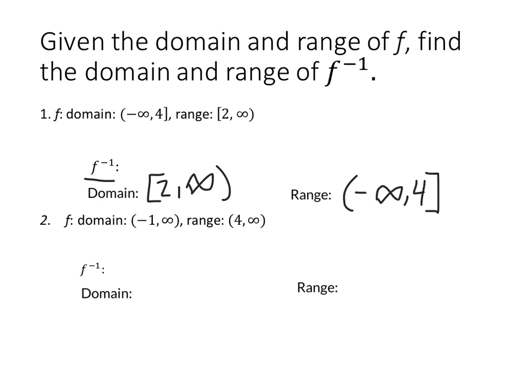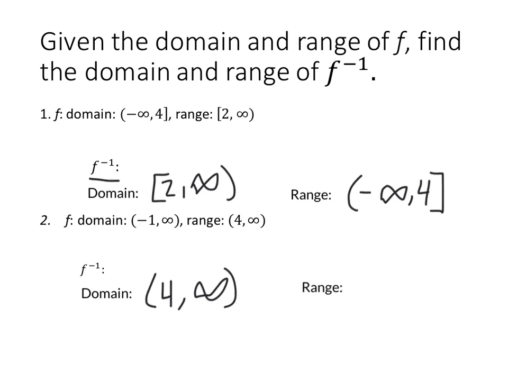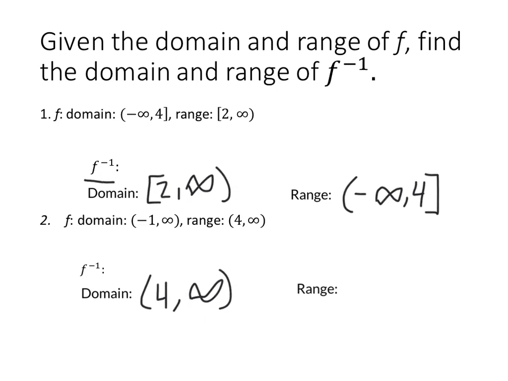Okay. Now, for number 2, same thing. Our domain is going to be our original function's range. So my new domain is going to be [4, infinity). And my range is going to be the domain, which was (negative 1, infinity). So I'm going to go over here, parenthesis, negative 1 to positive infinity. So just the big thing is, remember, when we have an inverse, the domain and the range flip.